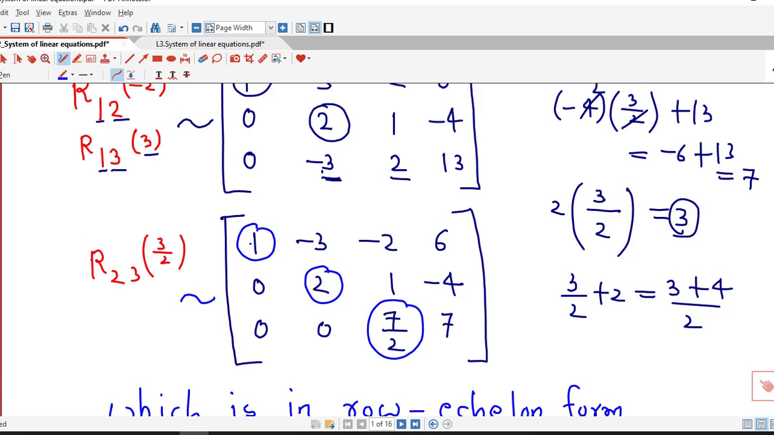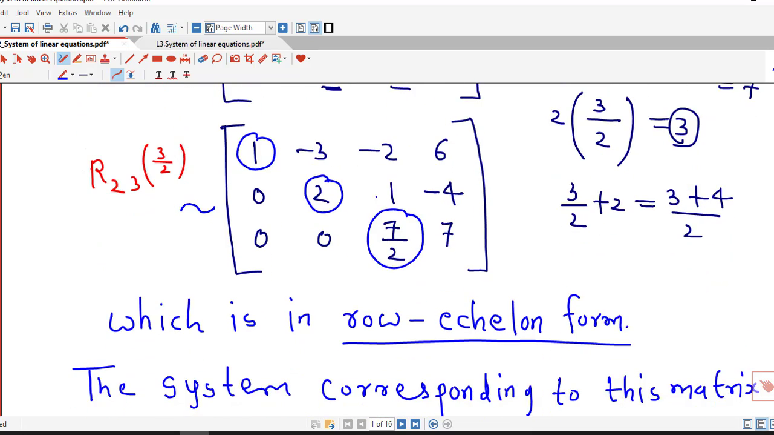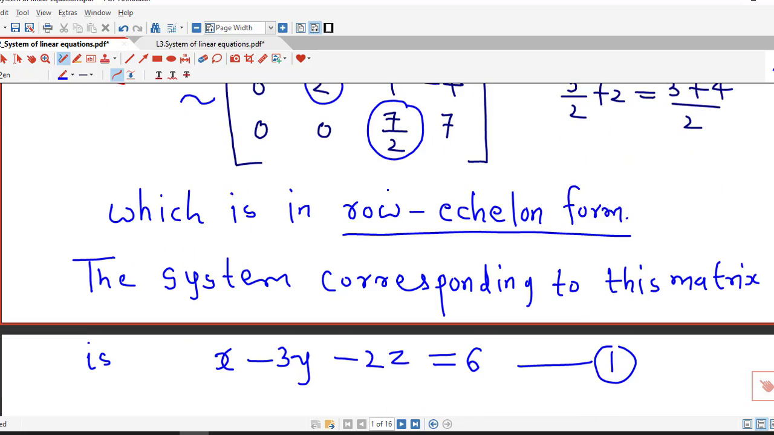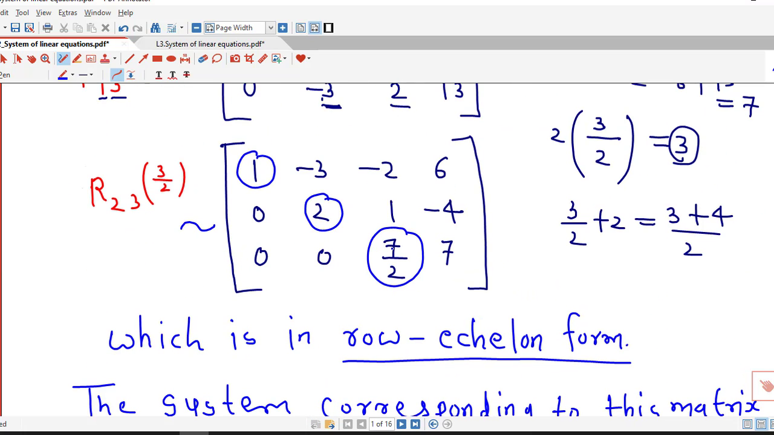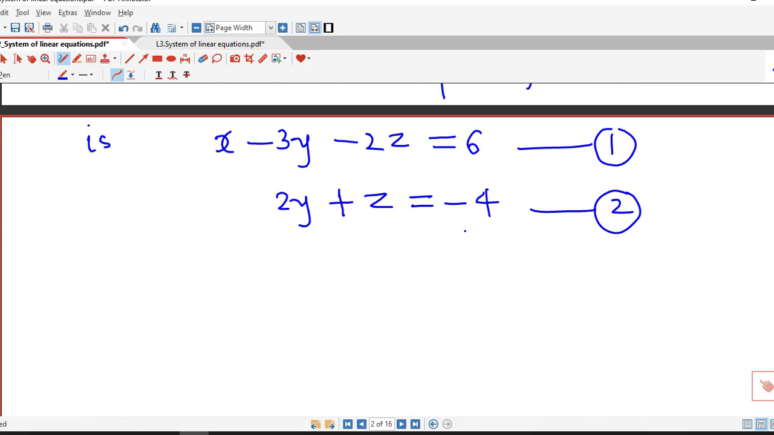First row is 1 into x minus 3y minus 2z equal to 6. Second row is 2y plus z equal to minus 4. We give this number 2. And third row is 7 by 2 into z equal to 7. So now this system is corresponding to row echelon form.